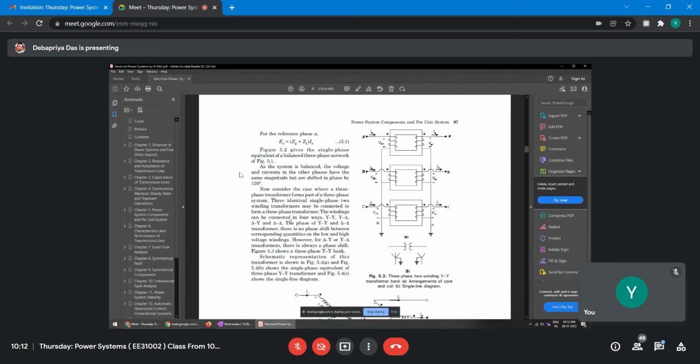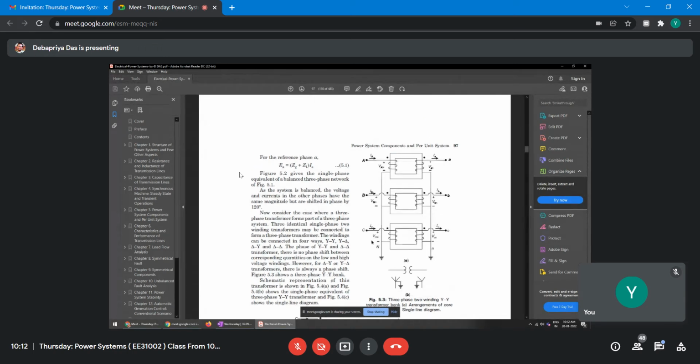The windings can be connected in four ways: star-star, star-delta, delta-star, or delta-delta. For star-star and delta-delta transformers, there is no phase shift between corresponding quantities on the low and high voltage windings. Whatever you have studied in your transformer course, I believe you have studied YD11, YD0, all sorts of connections, but here we will not do anything. In reality, for a large power transformer, it is not a three-phase winding together.